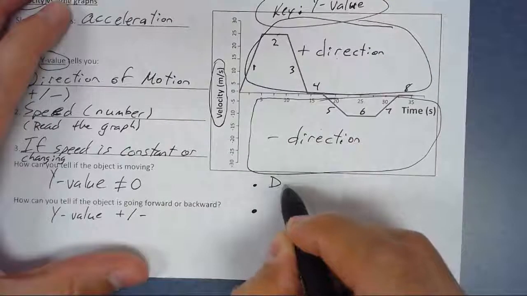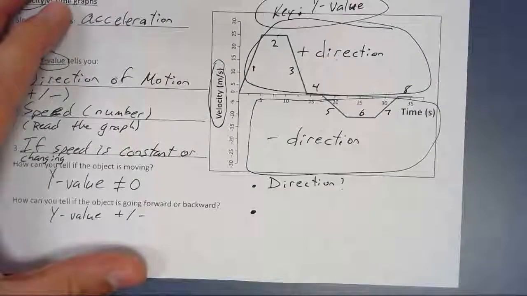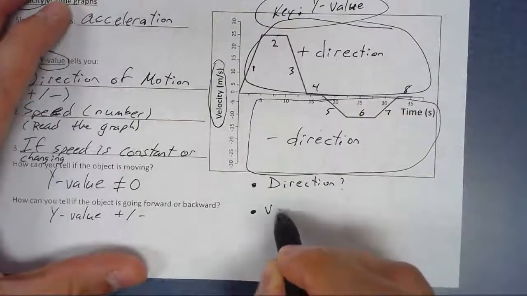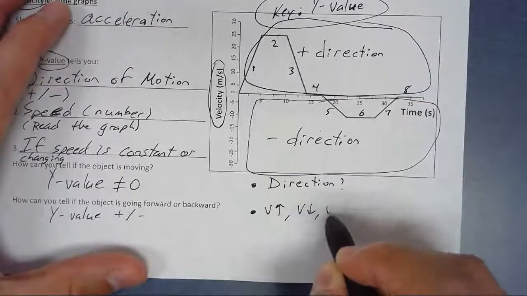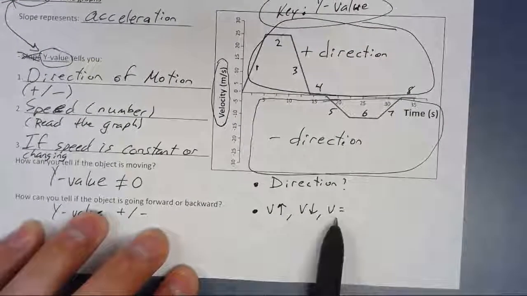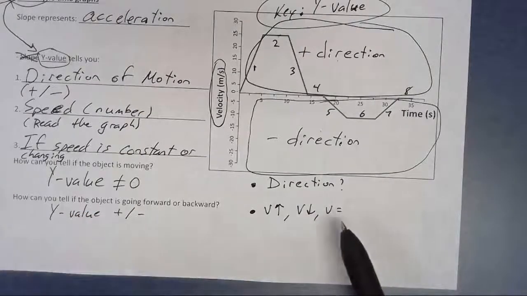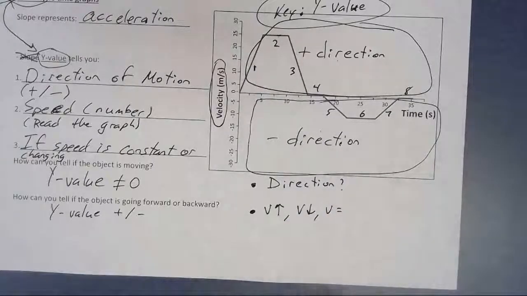Number 1, I want you to be able to tell me what the direction of motion is, positive or negative. And I also want you to tell me whether the speed is increasing or decreasing or staying the same. So speeding up, slowing down, or have a constant speed. See if you can answer those 2 questions. Again, it's all about the y value, about these segments. So I'll start with the first one.